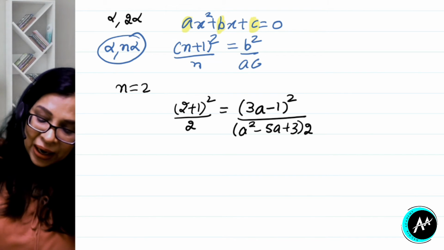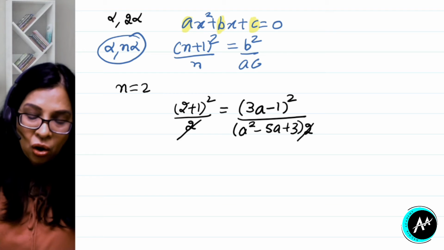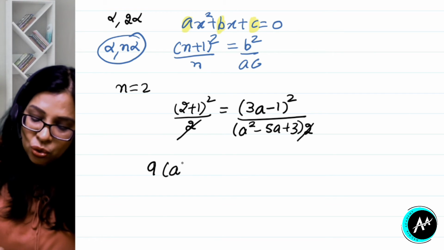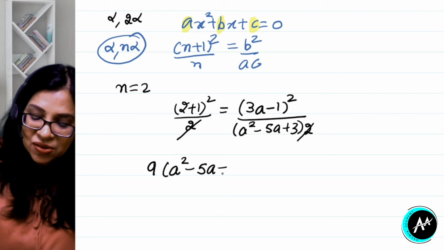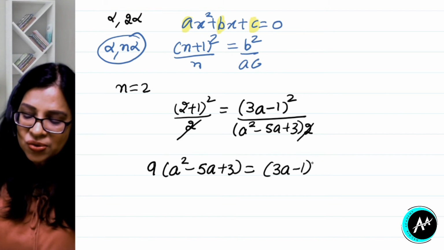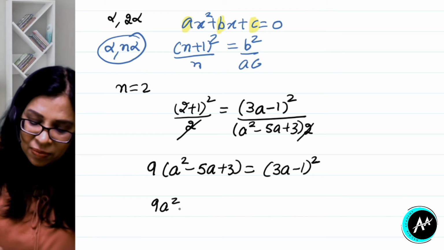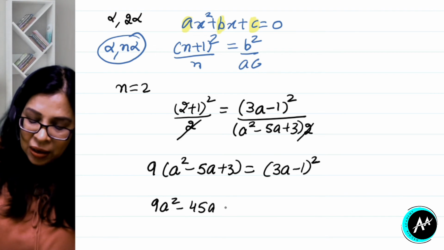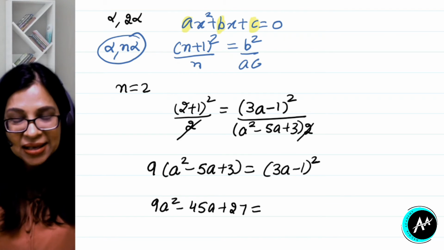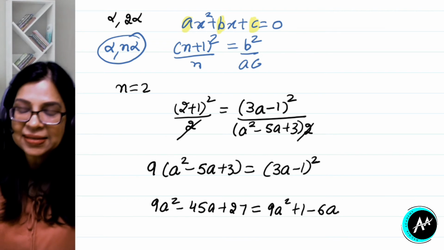Let's solve it now. As you can see, 2 is getting cancelled. We can cross multiply. On the left hand side we have (2 plus 1) square, that is 9. So 9 into (a square minus 5a plus 3) is equal to (3a minus 1) square. Let's solve it. So I have 9a square minus 45a plus 27 is equal to, let's open the brackets on the right side, 9a square plus 1 minus 6a.